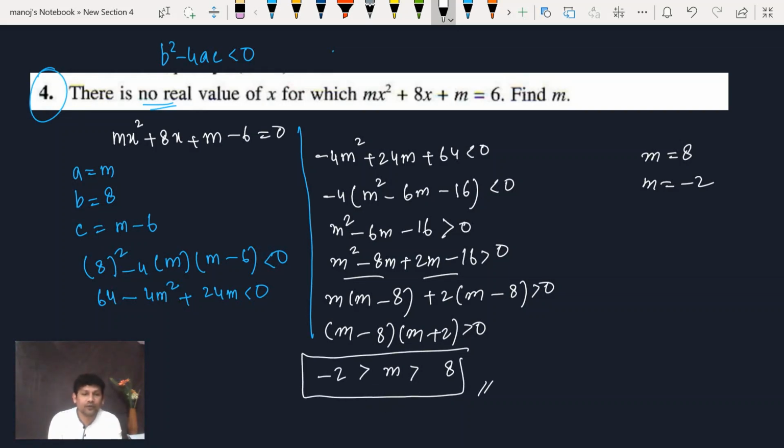That's your answer. Even you can write m is less than -2 or m is greater than 8, but this is I can do without doing the sketch. We don't need to draw the sketch.